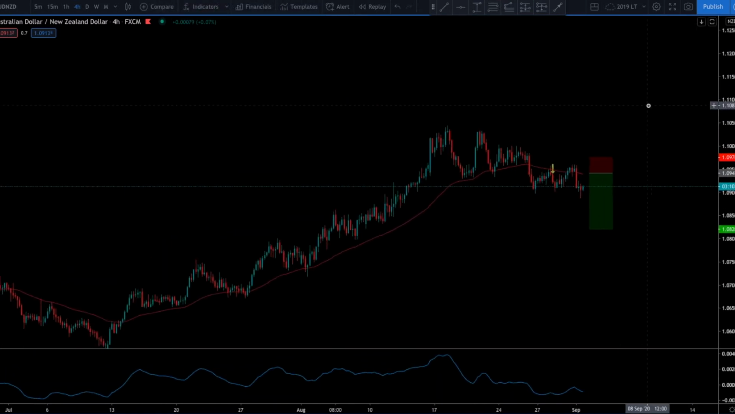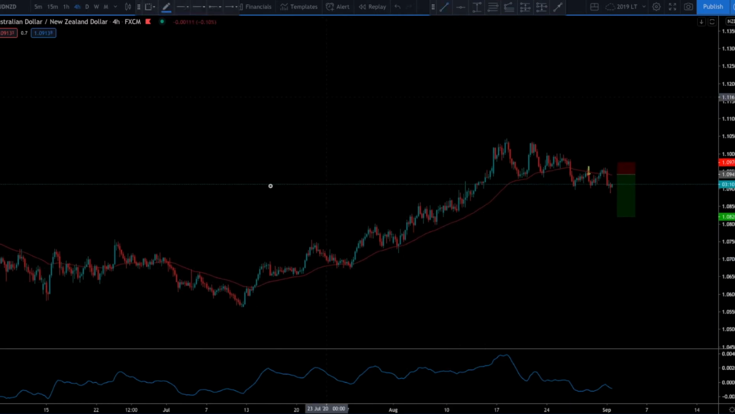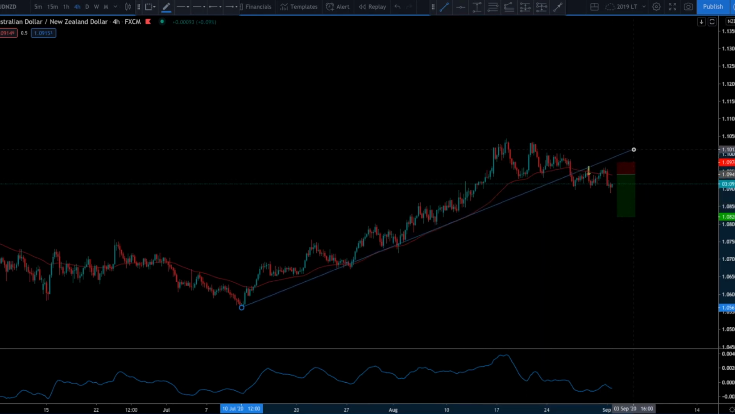So here's the 4 hour. Here's that trend line I had in. And again, I have a video on this. You want to draw through the open and close down here. So through this open and close, and through this open and close, and so right about here.